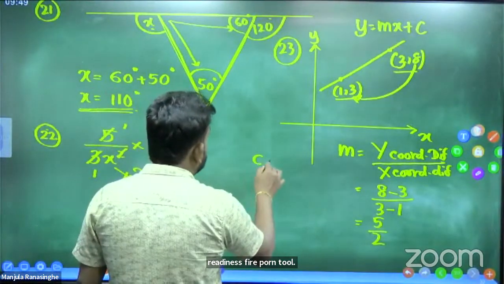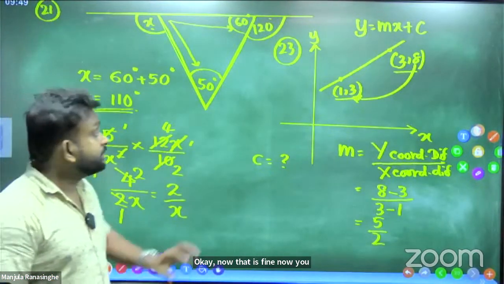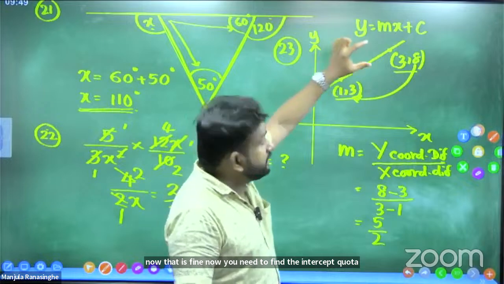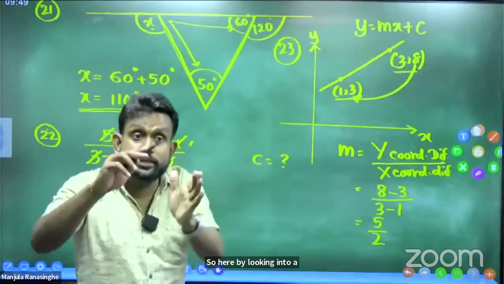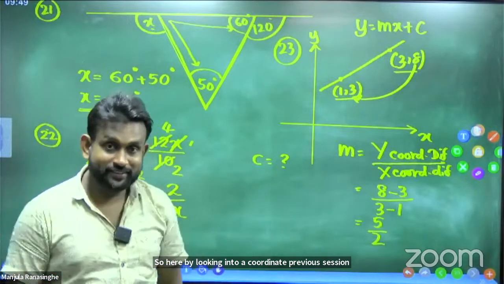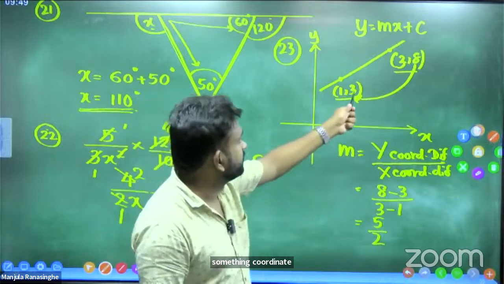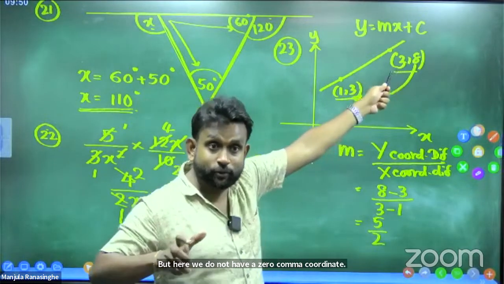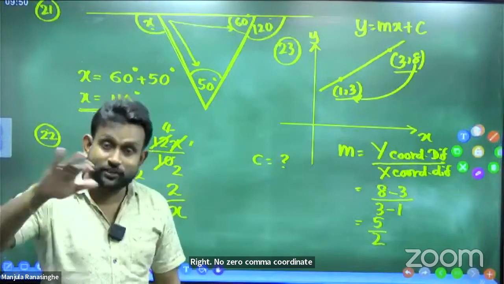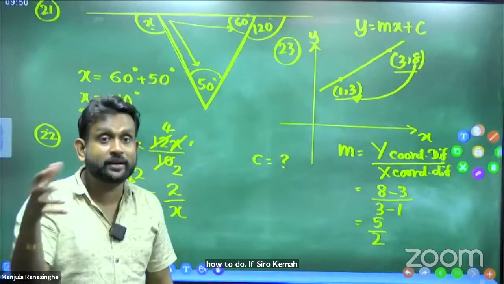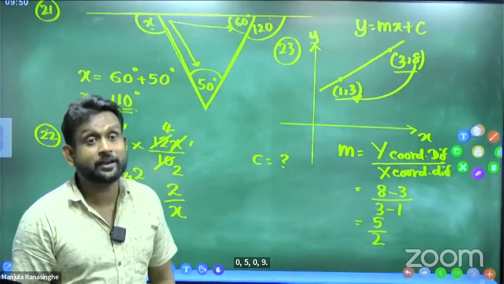Now you need to find the intercept. In the previous session we discussed, we had a (0, something) coordinate. But here we do not have a (0, something) coordinate. If there were (0, 3), (0, 5), (0, 10) or (0, 9), the second value would be the intercept. But here we cannot take that.